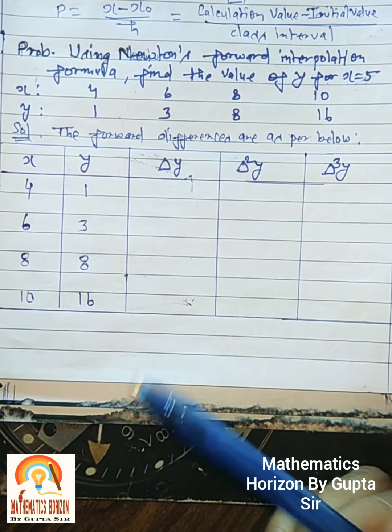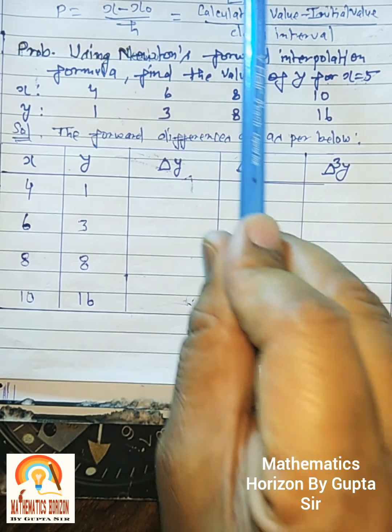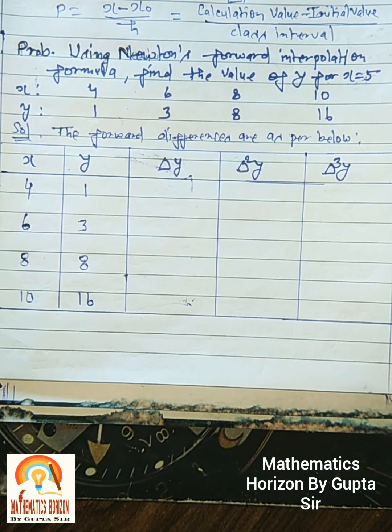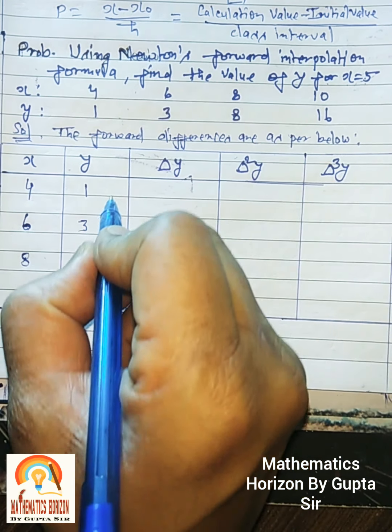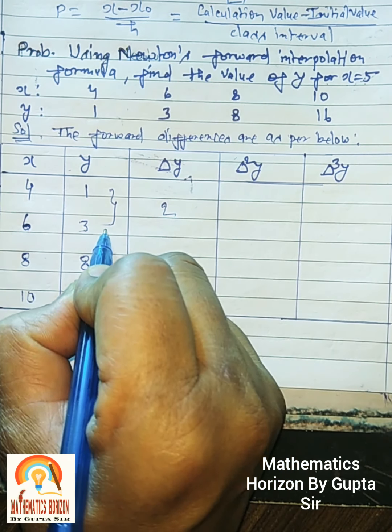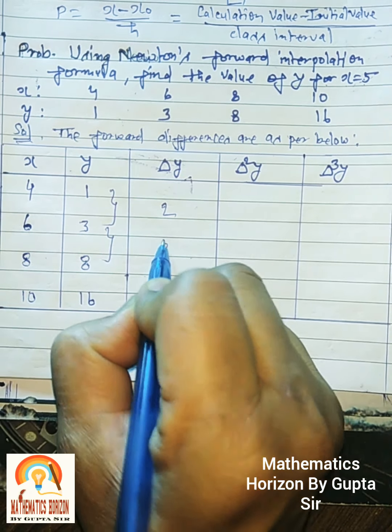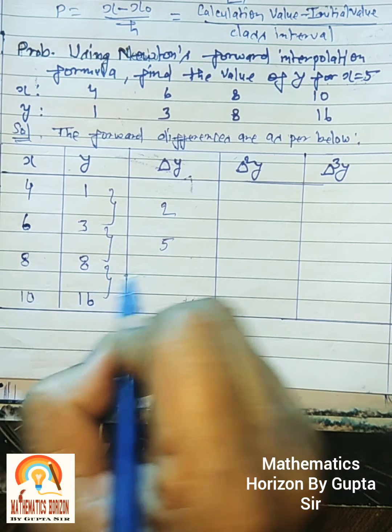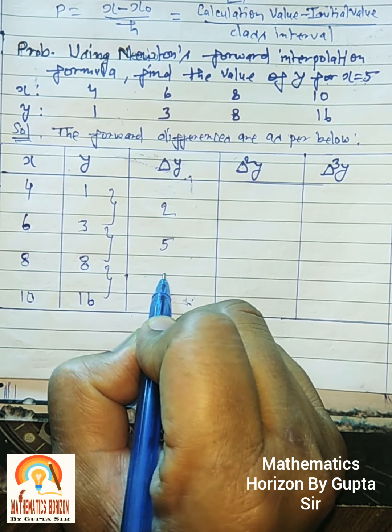First, for applying this formula we have to calculate the differences. Now we calculate differences of these: 3 minus 1 is 2, 8 minus 3 is 5 and 16 minus 8 is 8.